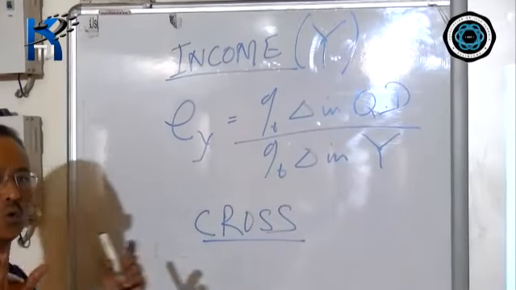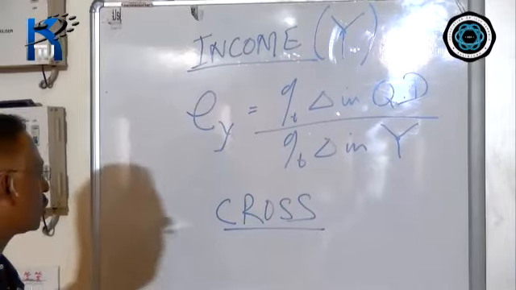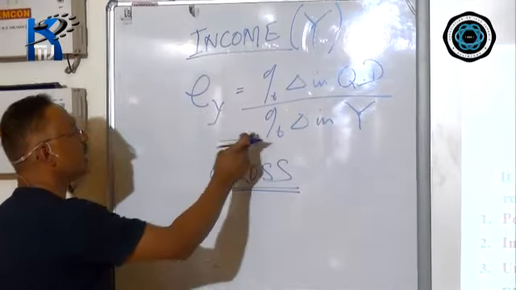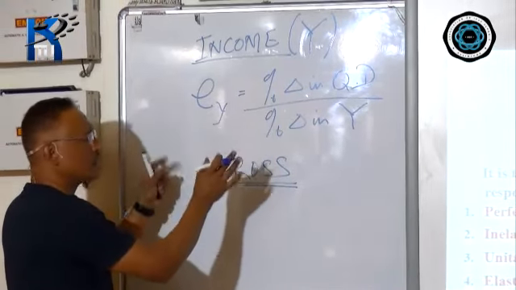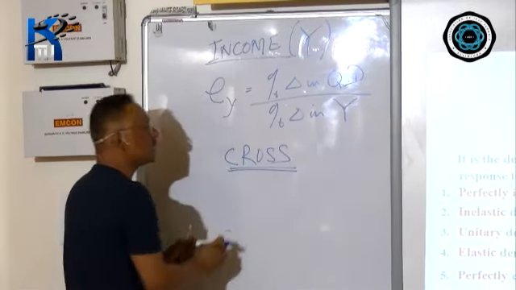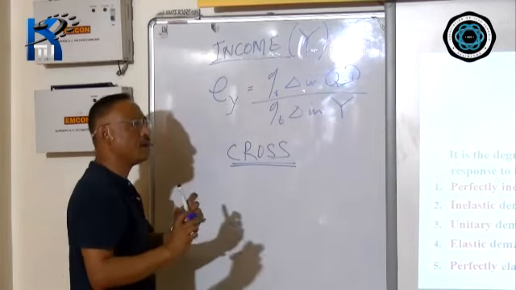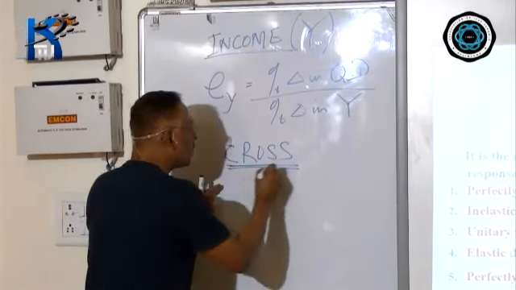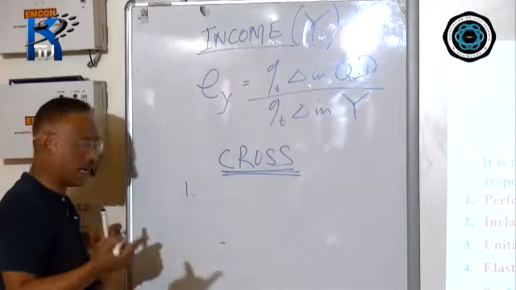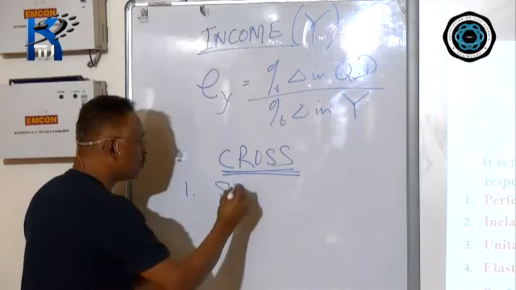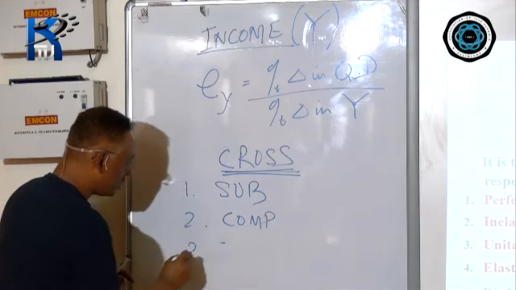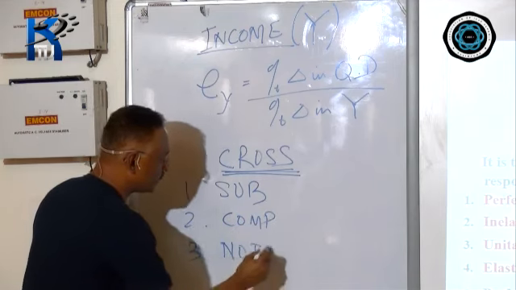Cross means two different goods. Cross takes place when there are 2 goods that we are talking about. Income and quantity demanded is different. Price of one commodity and its demand is different. But cross means price of one good and the demand for the other. So in cross you will understand that either the goods are related or not related. If the goods are related, they are substitute goods. If related, complementary goods. Or the goods are not related.